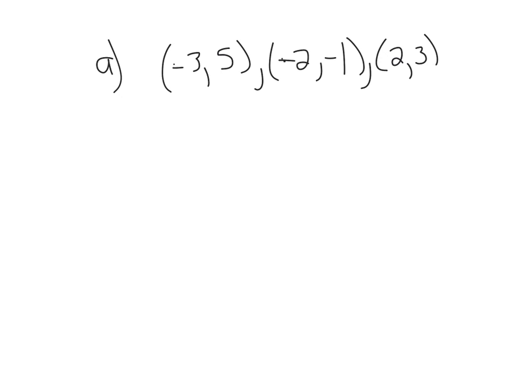So in this problem, we're given a relation which is (-3, 5), (-2, -1), (2, 3), and (4, 5).